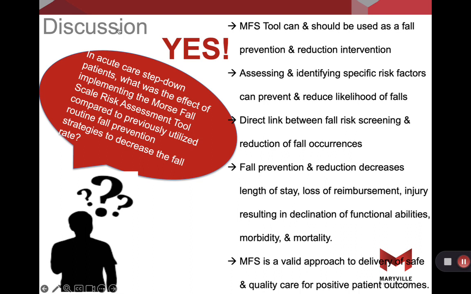The findings of the DNP project prove that the use of a standardized fall risk assessment screening tool, such as the Morse Fall Scale tool, can prevent and decrease inpatient fall occurrences. The Morse Fall Scale tool can and should be used to prevent and reduce falls, as literature correlates with the study findings that the use of a standardized fall risk assessment screening tool, such as the Morse Fall Scale tool, does indeed prevent and reduce inpatient falls.